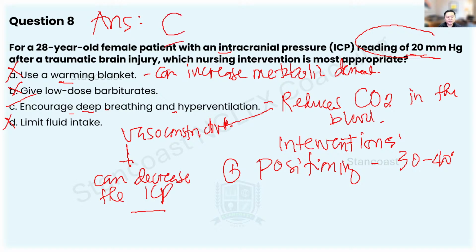Encourage deep breathing and hyperventilation because of its effect in decreasing the CO2 content in the bloodstream, which will eventually cause vasoconstriction in the blood vessels in the brain, which will decrease the patient's intracranial pressure. All right, let's have number 9.